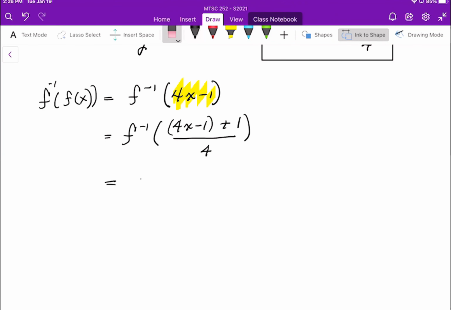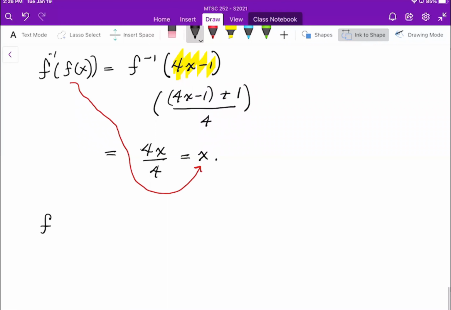So I don't need this anymore. So now this says 4x minus 1 plus 1 is 4x over 4. And I just get x. So yes, indeed, f inverse of f of x is x. Let's try it the other way.